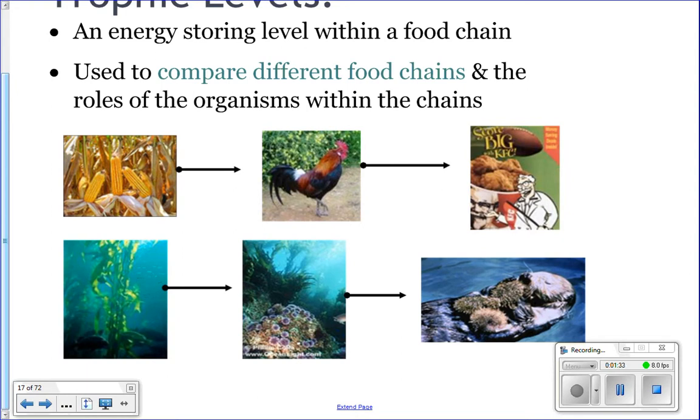So we use trophic levels so that we can compare different food chains and compare the roles of different organisms in different ecosystems and see who's fulfilling the same kinds of roles. Does that make sense? Okay, so we can compare our land food chain to our ocean food chain with the kelp, the urchin, and the sea otter and see that in these two food chains, the person and the sea otter are serving the same role. Yeah? Okay.